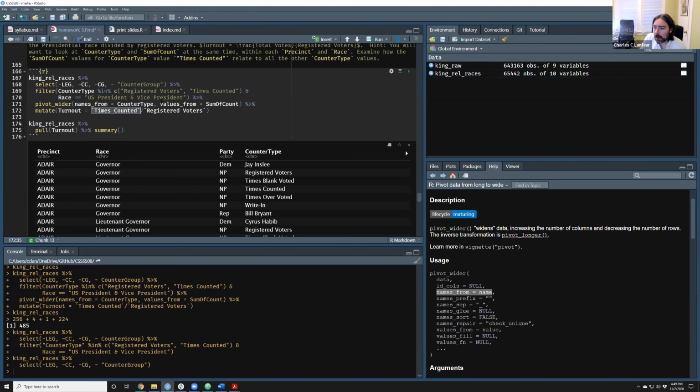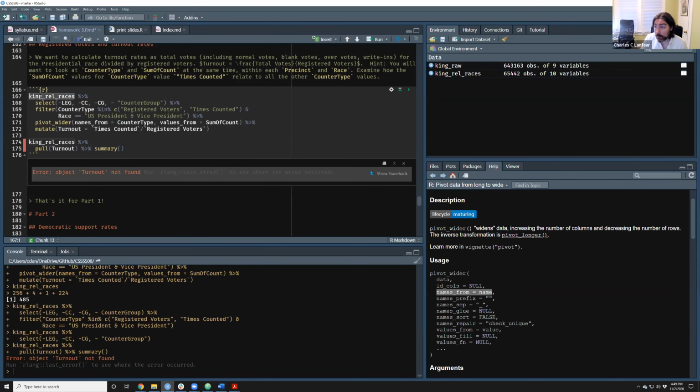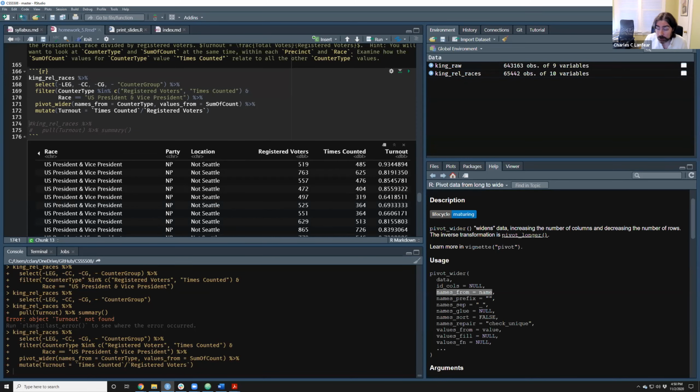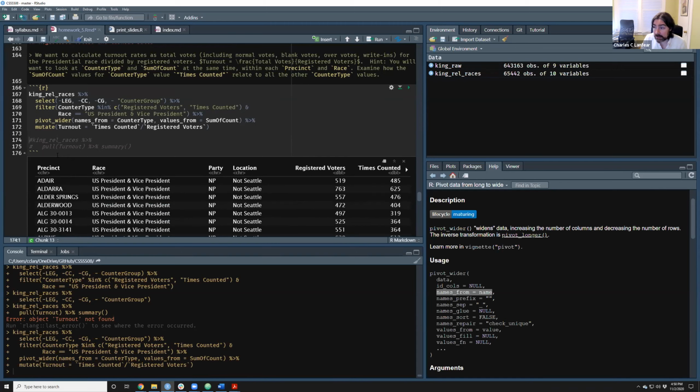Yeah. So this next one in chat here, when I try to do the pull function, it says the turnout object isn't found. Yeah, this isn't going to work because I haven't actually assigned it back to King Rel races, and I don't want to yet. So I'm going to actually quote this out here. So the idea here is we have this thing that looks like this with registered voters, times counted, and turnout. The thing is what we want to get this registered voters, the turnout, back onto our original precinct data.